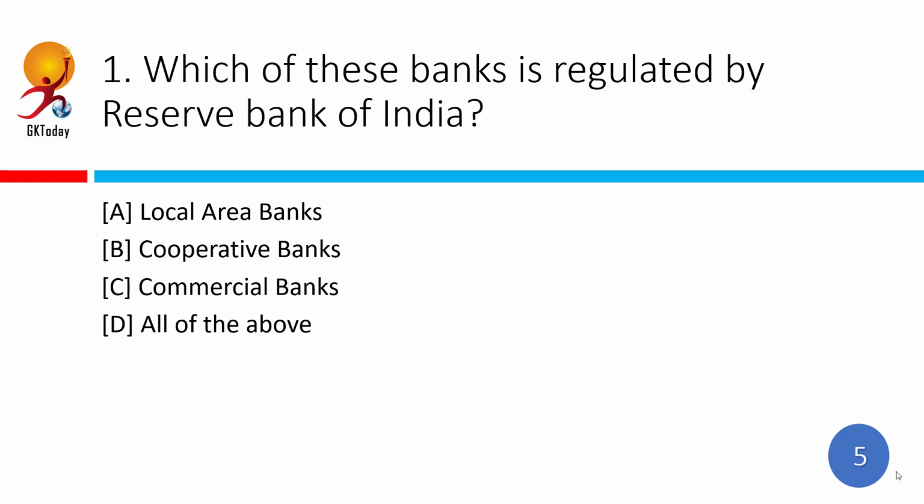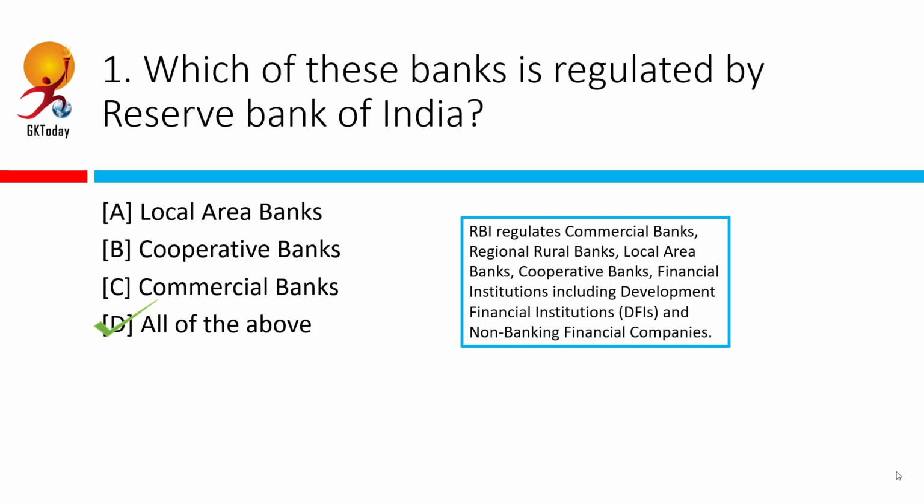Which of these banks is regulated by Reserve Bank of India? And the correct answer is all of the above. One of the most important functions of RBI is to work as regulator and supervisor of the financial system in the country. The financial system in India includes commercial banks, regional and rural banks, local area banks, cooperative banks, financial institutions including developmental financial institutions or DFIs, as well as non-banking financial companies or NBFCs.